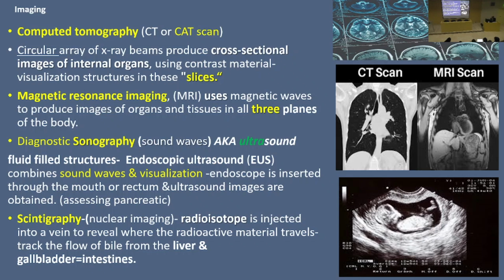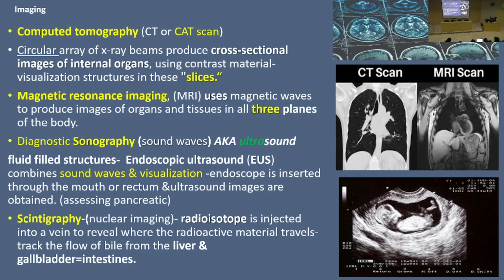Scintigraphy, this is the last one here on the slide. This is the only nuclear imaging. This is where radioactive material is injected into your system, and then it's traced. Where does it go? That's good to check, like the liver and the bile ducts. It's only a very, very small amount of radioactive material, pretty much the same as just an X-ray.